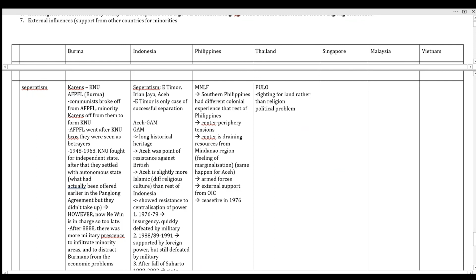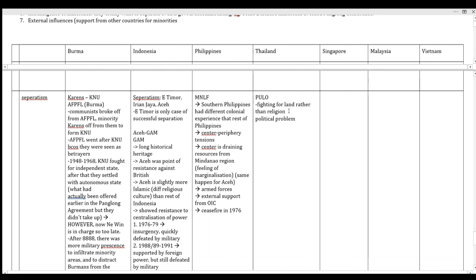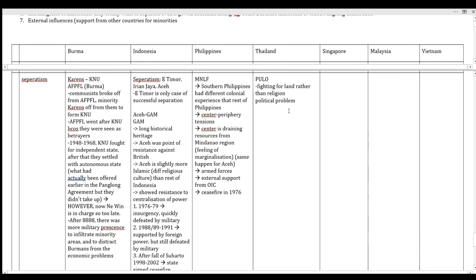Okay. In the Philippines, we have the MNLF, and we already know why they're against the rest of the Philippines. The resources are being taken away from them. So they have their own armed forces, and they actually had a lot of OIC support, and this led to a ceasefire in 1976. So yeah, that's Mindanao.